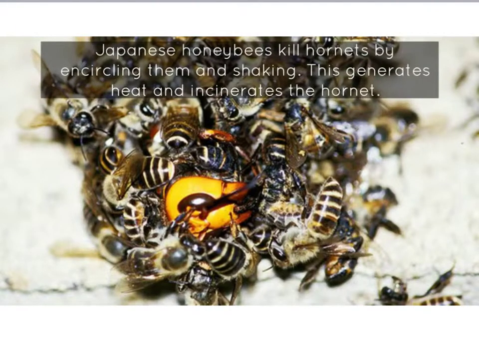A cool example of cooperation that I came across were these Japanese honeybees. And what they're doing is they're completely surrounding a hornet, which is a lot bigger, and they're shaking to generate some heat. And that heat is going to kill this hornet, which could be very threatening to the hive.